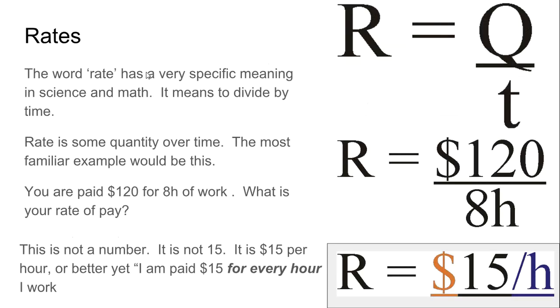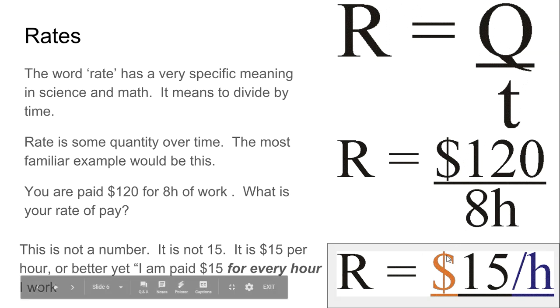Rates, which is what we want to focus on, is a very specific ratio where everything is divided by time. The most familiar one that you would actually calculate is your rate of pay. So you get a new job and the boss is going to pay you $120 for the 8-hour workday. So you take the formula, rate is equal to quantity over time, and you put in your numbers, $120, 8 hours, and you get an answer of $15 per hour. So you get paid $15 for every hour you work.